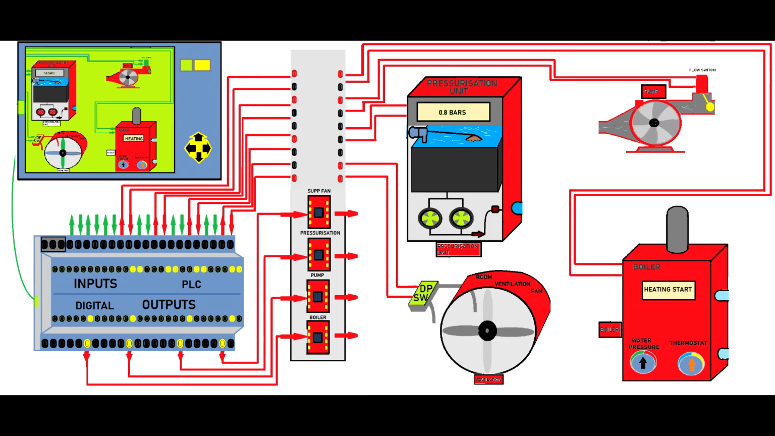So guys, you have to remember, the flow switch is the one that tells you the heating agent pump is running. The differential pressure switch tells you that the ventilation is running. This is the only way I would do it. So please see video number 3.